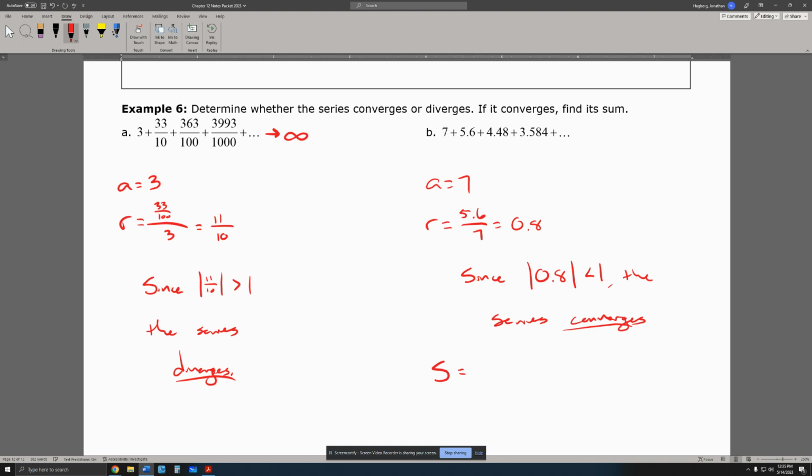So if we were to find out what it converges to, we would plug it in. S equals our first term, 7, over 1 minus our common ratio, 0.8. So this is equal to 7 over 0.2, which is equal to 35. All right, so this series, if we just keep adding terms in this series, it's going to get closer and closer to 35.